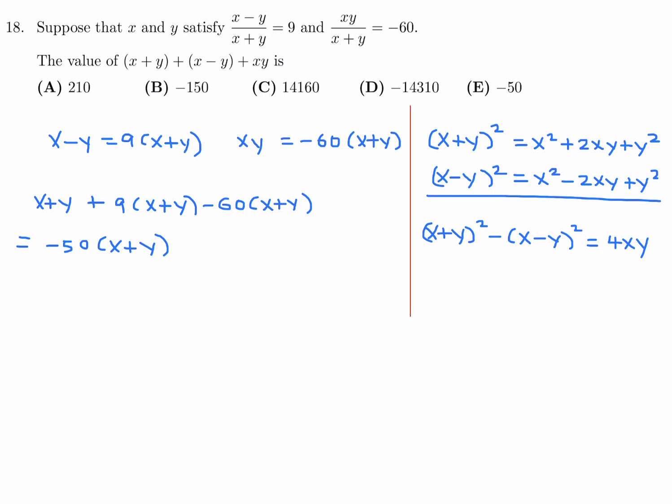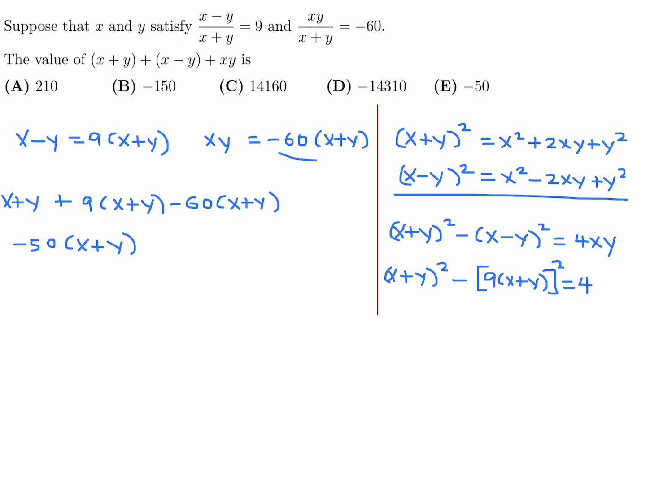All right, well, we can substitute these findings now. (x plus y) squared, we can leave that alone for now, minus (x minus y) squared, that's this guy. So 9 times (x plus y) all squared, and then 4 times xy. xy is this right here. So minus 60(x plus y).